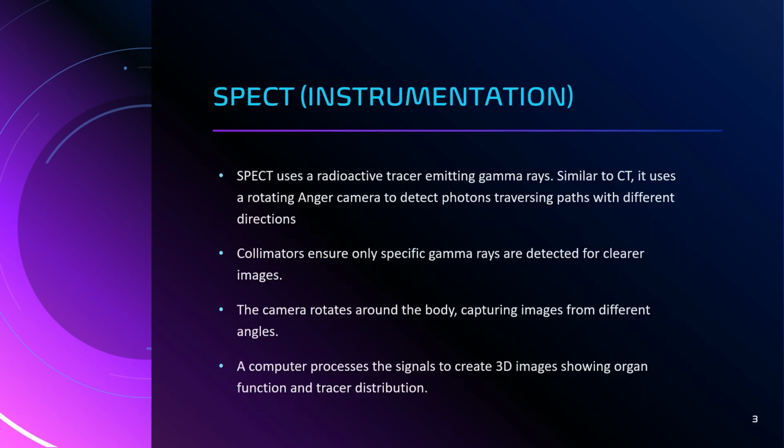The second one is SPECT. SPECT is basically single photon emission computed tomography. The basic principle of imaging is similar to that of planar scintigraphy, except that it uses a rotating angle camera to detect photons so that 3D cross-sectional views of the organs can be obtained. The rest of the components of instrumentation are the same as planar scintigraphy.